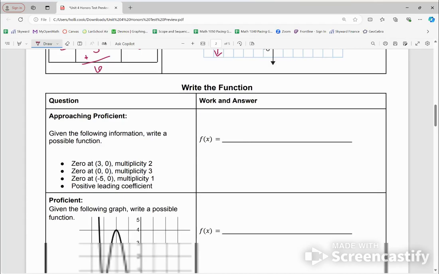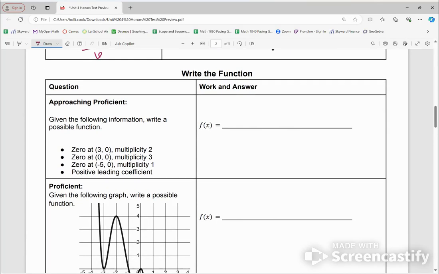Okay, now we're also going to do these the function ones. So this tells us we have our zeros and their multiplicities, and then a positive leading coefficient, and we need to write a possible function. So we take our zeros. +3 means we're going to have x minus 3. Okay, 0 means just an x. Negative 5 is x plus 5.